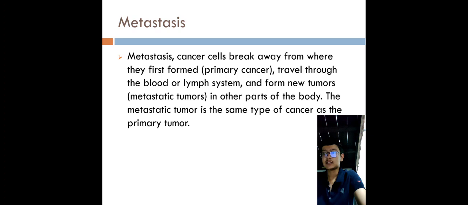Metastasis. Cancer cells break away from where they first formed, that is the primary cancer, travel through the blood or lymph system and form new tumors, that is metastatic tumors, in other parts of the body. The metastatic tumor is the same type of cancer as the primary tumor.